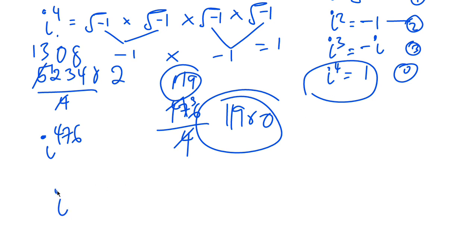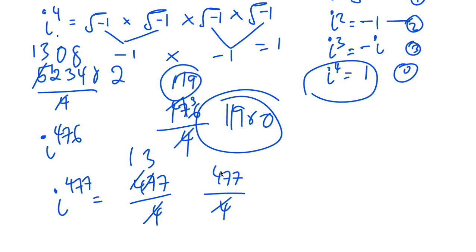So assuming we had i raised to power 477, what will it be? 4 into 4, 1. 4 into 7, 1. Carry 3. 4 into 37 is 9. Remainder 1. So it will take i as the value. Remember that i is the first, i squared is the second, right? i cubed is the third.